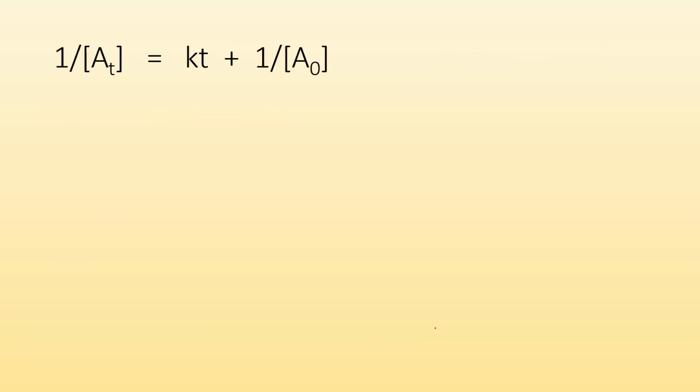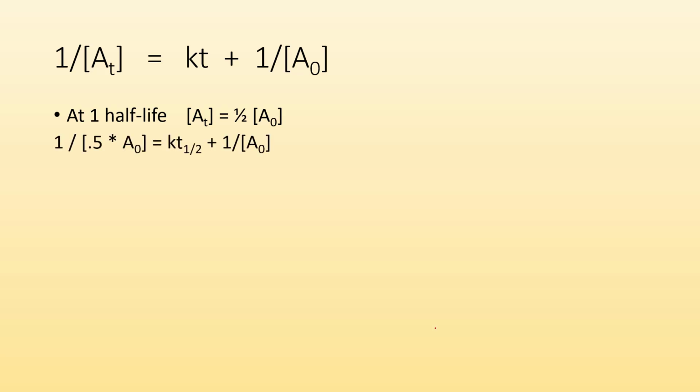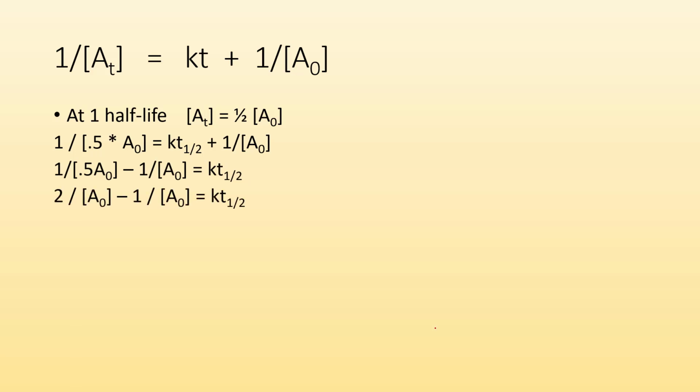If we take a look at second-order reactions, it's going to be a little different, but we do the same process. At one half-life, I know the amount at that time is going to be equal to half of the starting amount. So I can plug that into that equation, rearrange, and solve for t 1/2. Between here and there, I had to address the fact that I had 0.5 in the bottom, so I just distributed that. I get 2 over the starting amount minus 1 over the starting amount, which means I'm going to end up with 1 over the starting amount equals k t 1/2, and then rearrange.